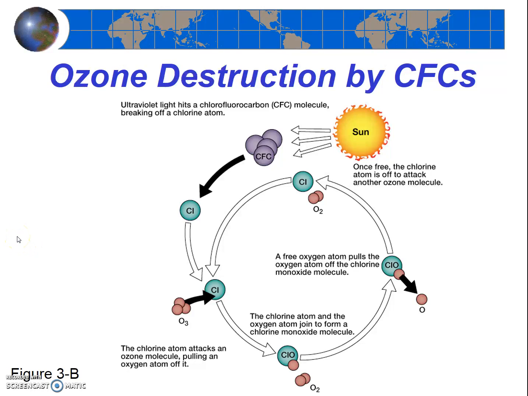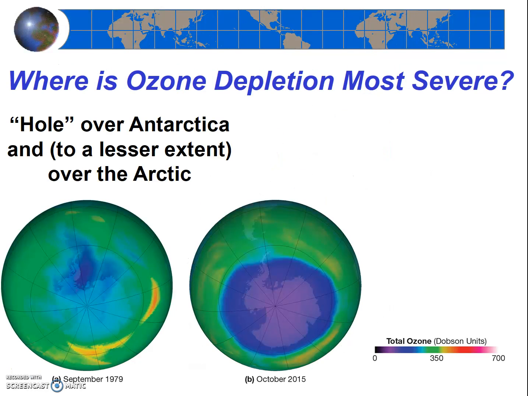We've done great work in reducing the number of ozone-depleting substances that are released into the atmosphere. In particular, many CFCs have been banned and are no longer created or used. However, we're still dealing with CFCs that have been released previously. They're still up in the atmosphere, going through this cycle and depleting ozone. So where is ozone depletion most severe?